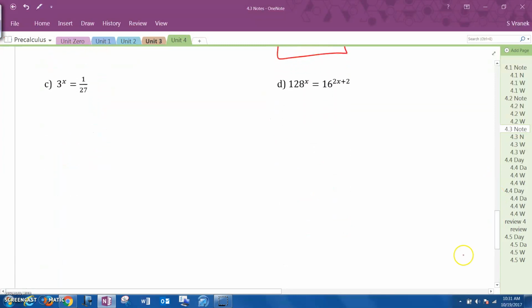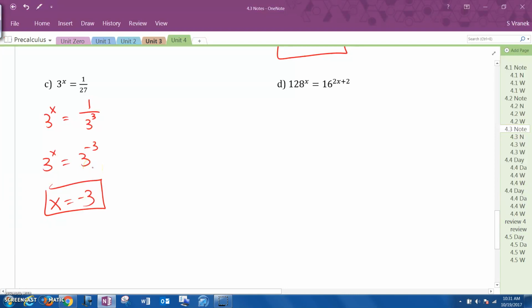So the key is figuring out how to get these to match. 3 is already a base number that's low. But we have to think about what is 27. So we have 1 over 27. 27 is 3 to the third, because 3 times 3 is 9, times 3 is 27. However, that's on the bottom. So you have to remember your exponent properties. When you have something on the bottom and you want it to be on top, you have to make it a negative exponent. So this becomes 3 to the negative third. Now these match, so we can set the powers equal, and I get x is equal to negative 3. So again, we brought the 3 up, they match, set them equal, good to go.